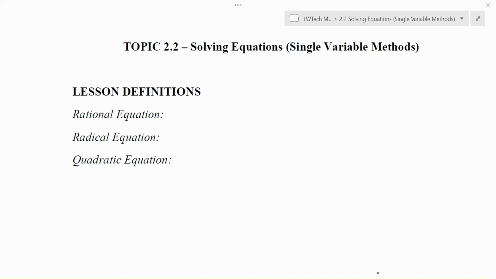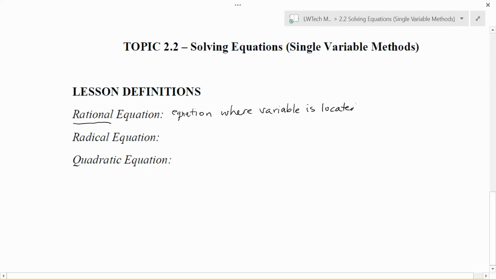The first type of equation we're going to be working with in this lesson is called rational equations. And we've seen the word rational before. The rational numbers, remember, were the set of any number that could be written as a fraction. So a rational equation is simply an equation where the variable, or the unknown, is located in the denominator. So we're going to be looking basically at equations that have fractions in them.